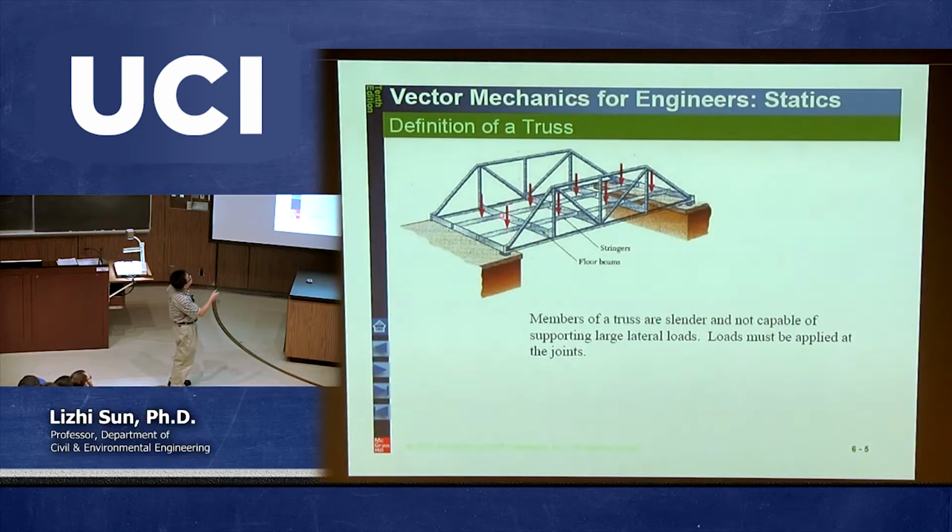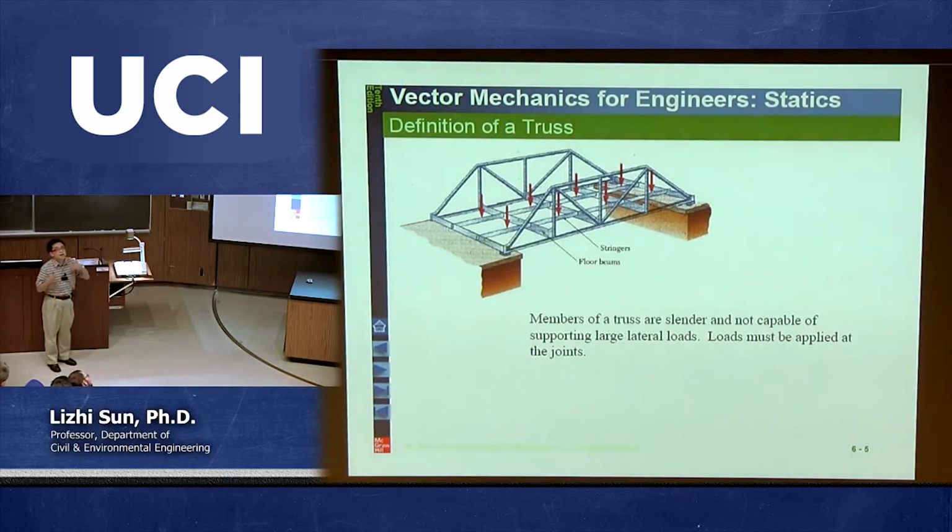In other words, if you do have the lateral somewhere in between, then it's not called a truss. And the loads must be applied at the joints only. And that's the third requirement for being a truss structure. So let's say we can find out some truss structures satisfying all the requirements.